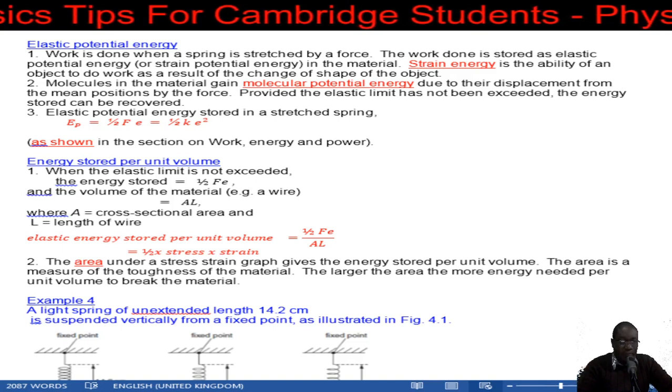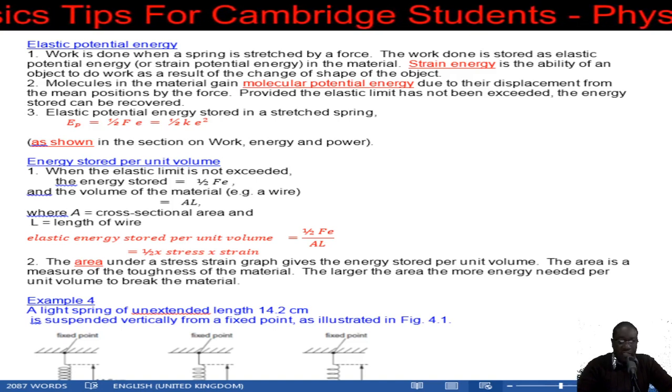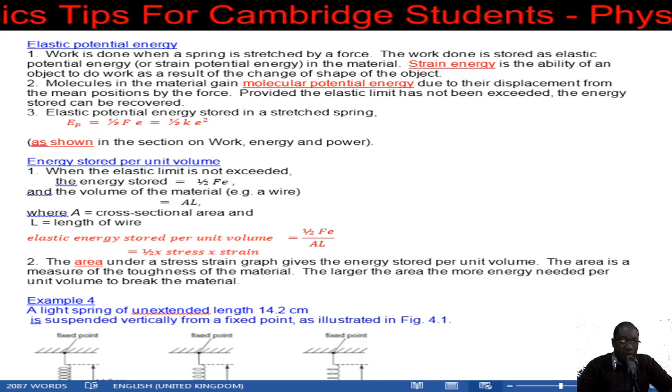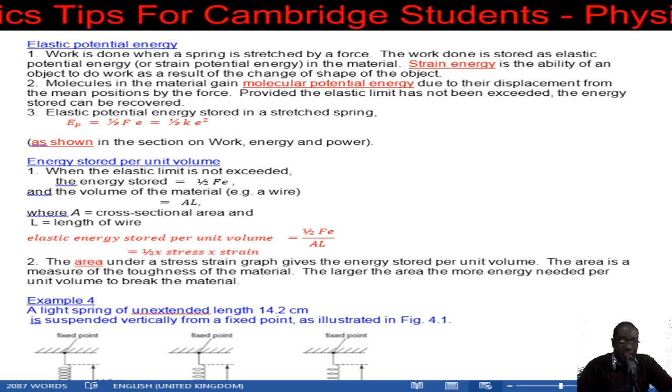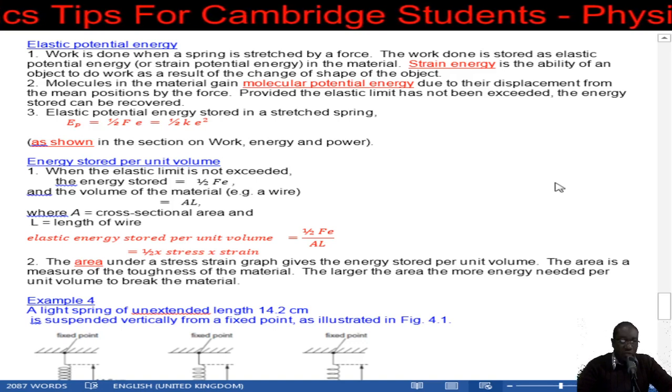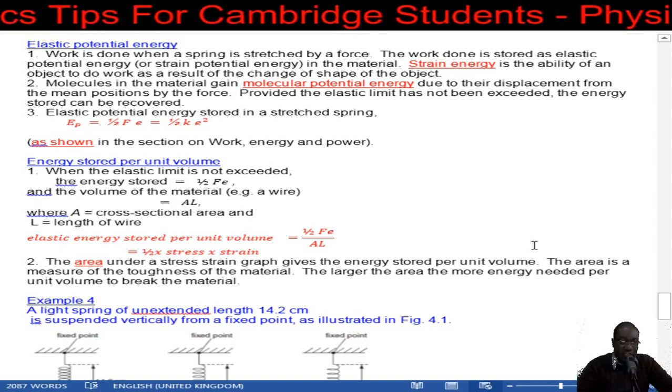I think we covered this again in the work, energy, and power section. So if you can go back to my video on work, energy, and power, you'll be able to get further clarification if you do not understand.